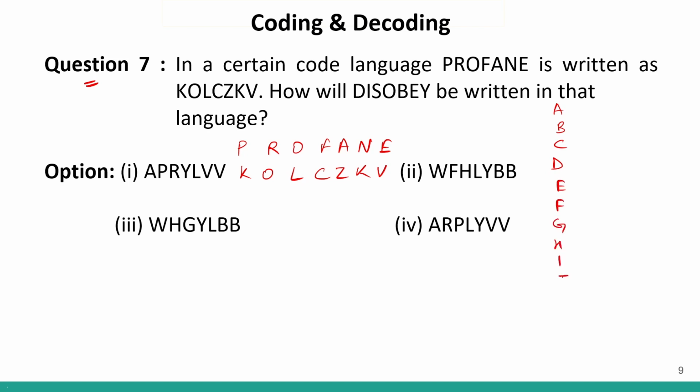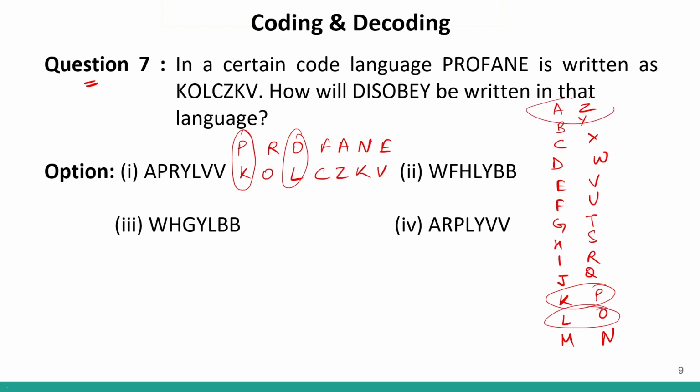G, H, I, J, K, L, M, N, O, P or N, O, P, Q, R, S, T, U, V, W, X, Y and Z. These are your opposite letters. A is opposite to Z, E is opposite to V and so on. So just by looking at it, can we find certain combinations of opposite letters? P and K are opposite letters. Correct? Similarly, I can see OL. These are your opposite letters. AZ are all your opposite letters. And EV are also your opposite letters. Correct? So these are your opposite letters.